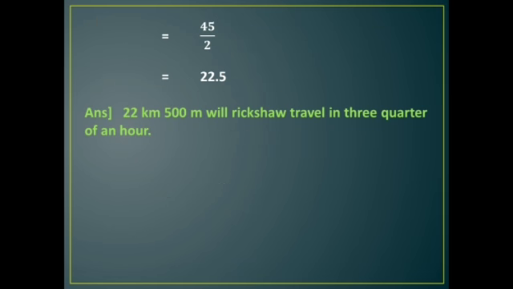So 45 upon 2 is equal to 22.5. So as we know, 22.5 we can write in kilometer and meter. So before the decimal point it is kilometer and after the decimal point it is meter. So 22 kilometer 500 meter will the rickshaw travel in 3/4 of an hour. So with this we have done till sum number 7 of problem set 47.